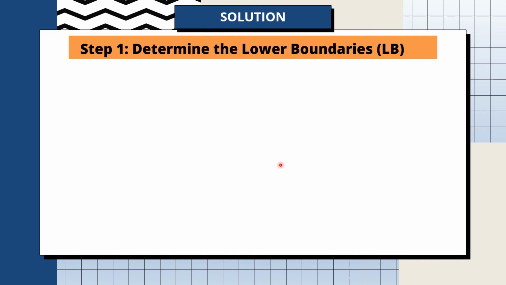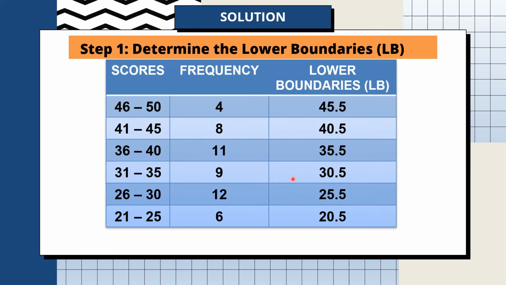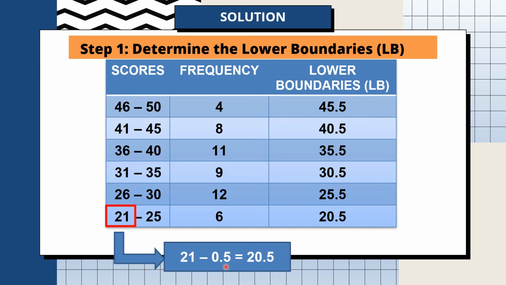So, yung first step natin to solve for the quartile 1, we need to determine the lower boundaries. So, balikan natin yung table natin kanina. Dito sa ating third column, ito yung ating lower boundary. So, paano natin sinolve ang mga ito? Una, punta ka sa ating lower limit. Let's say 21. So, 21 minus 0.5, that is equal to 20.5. So, yan yung ating lower boundary sa class interval na 21 to 25.